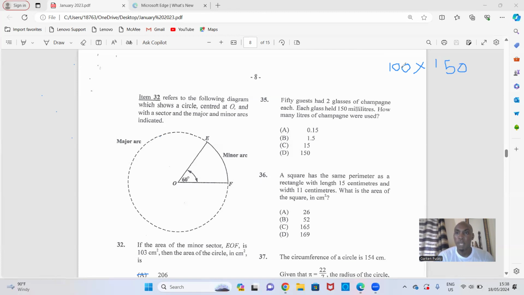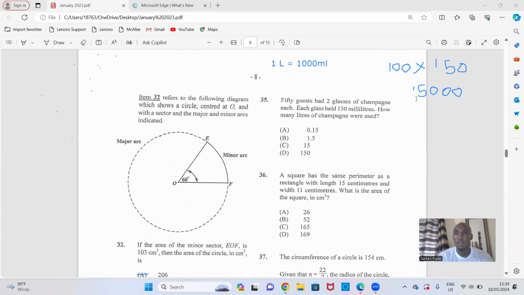So if I multiply this 150 by 100, I can just add 2 zeros on the 150. So it means I'm going to get 150 with 2 more zeros, which takes me to 15,000. So that is in milliliters. But the question is saying, how many liters of champagne were used? Now, one thing we should note is that 1 liter, and I just write L, is equal to 1,000 milliliters. That's something that we should note.